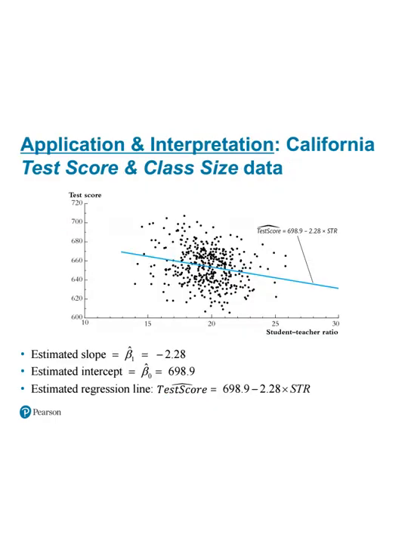All right, so let's look at an application and try to interpret actual empirical results. Let's take those prior equations for both the slope parameter and the intercept parameter and try to estimate this regression. We have software and it's going to spit out the following equation. We have right here that the estimated intercept is 698.9, and the estimated slope is negative 2.28.